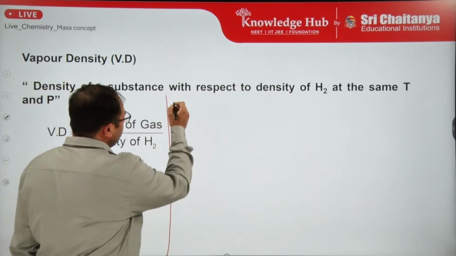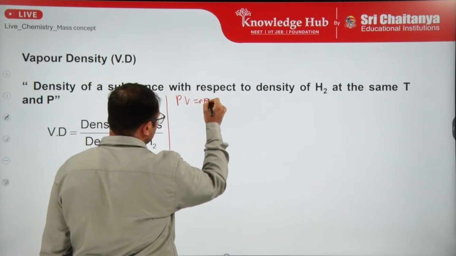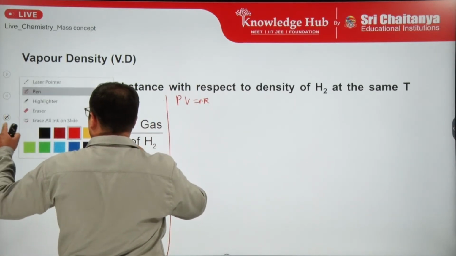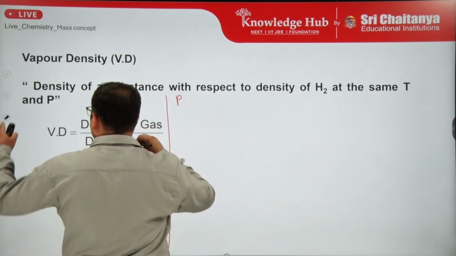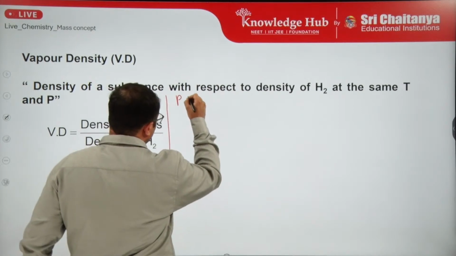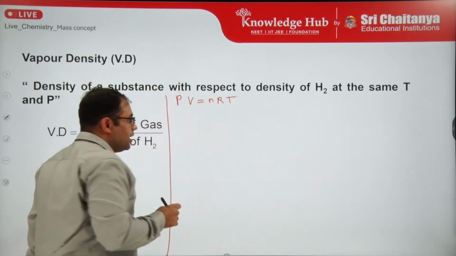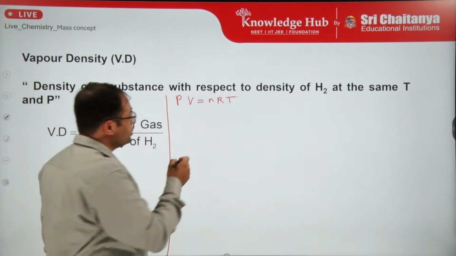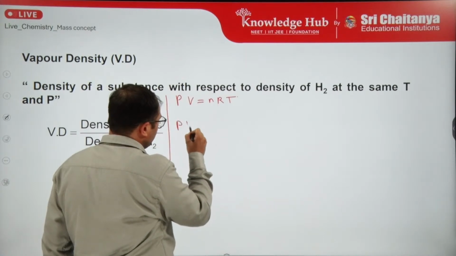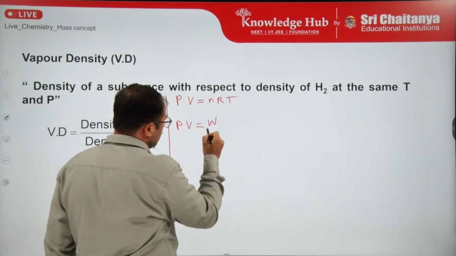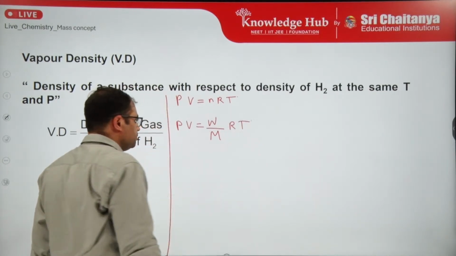So we know PV equals nRT for every ideal gas. And what is n? I have told you, it is the number of moles, and we know that number of moles is given mass upon molar mass, RT.